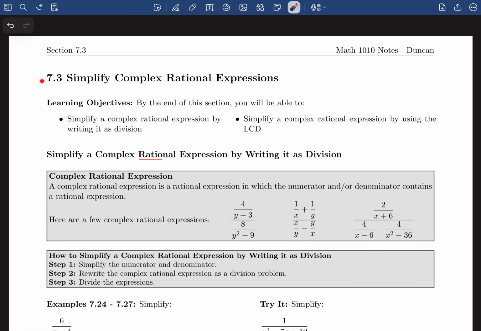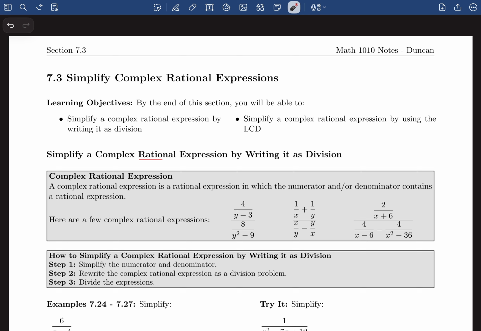This is lesson 7.3, simplifying complex rational expressions. Our learning objectives are to simplify a complex rational expression by writing it as division, and then next to simplify a complex rational expression by using the least common denominator, LCD. Great, so we're going to learn how to simplify complex rational expressions in two different ways today.